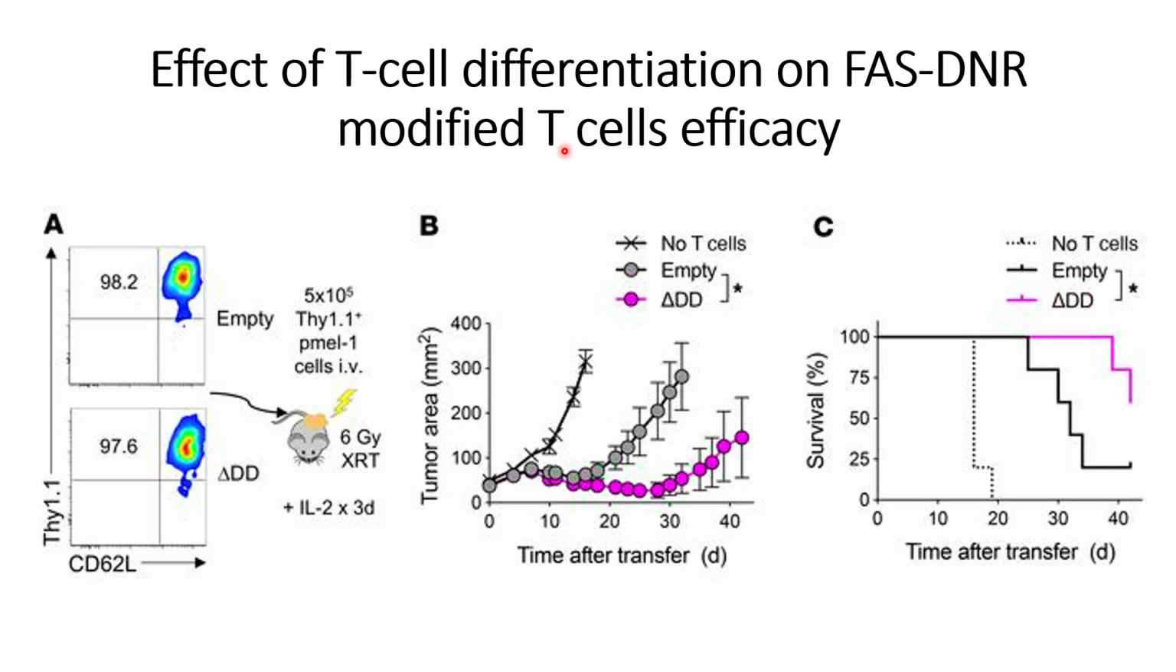And here, when we take the same populations of T cells but use a different CAR construct, we see the same effect in terms of survival rate. So this indicates that T cell differentiation has a very minimal, almost negligible effect on the FAS-DNR modified T cells' efficacy.